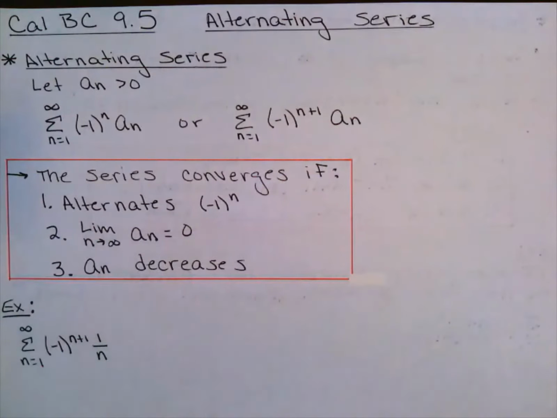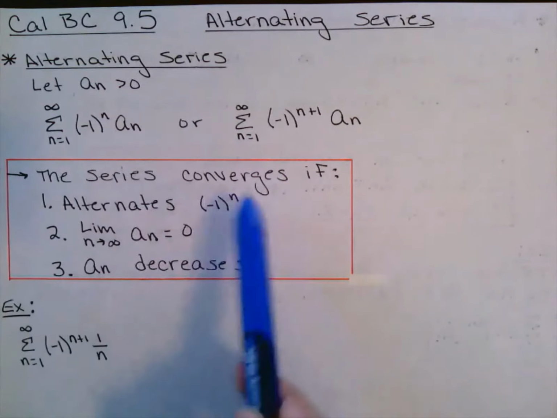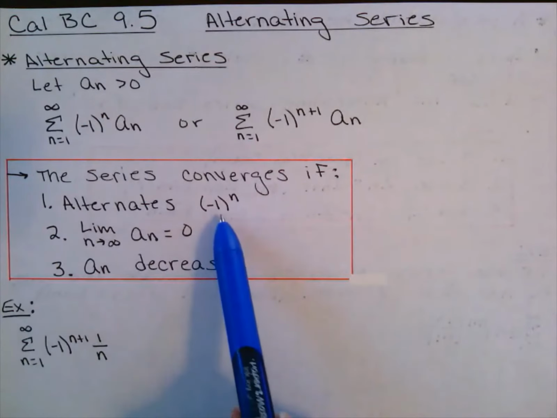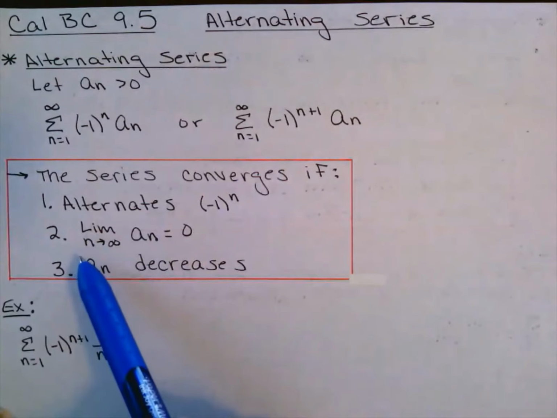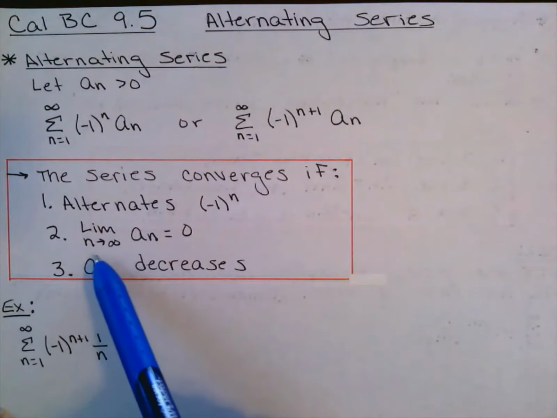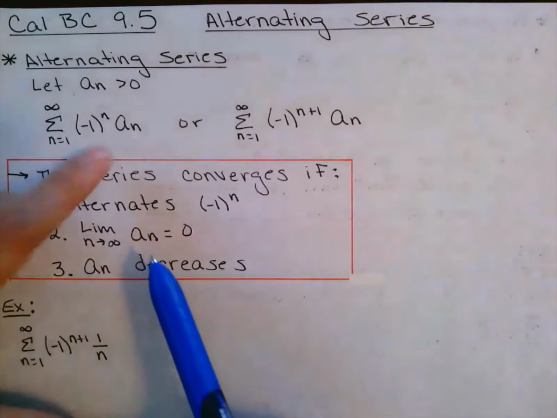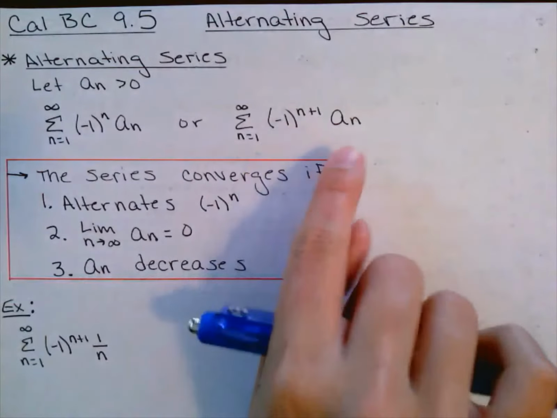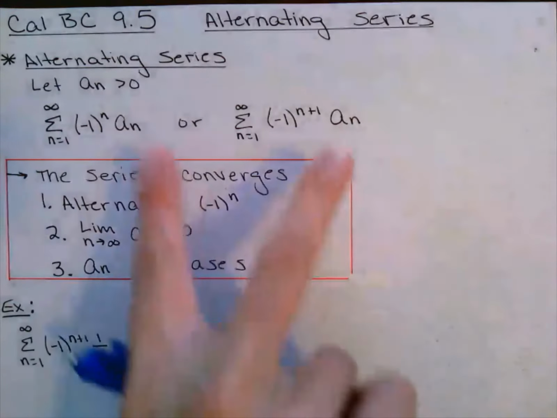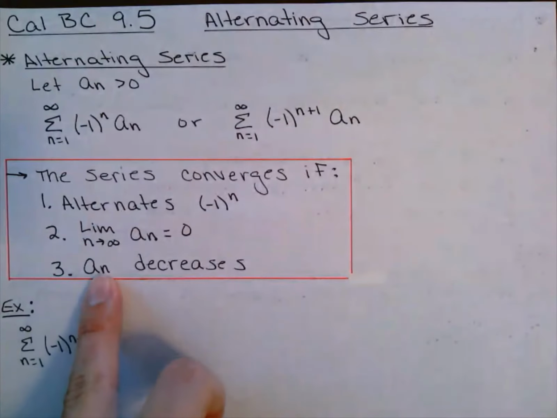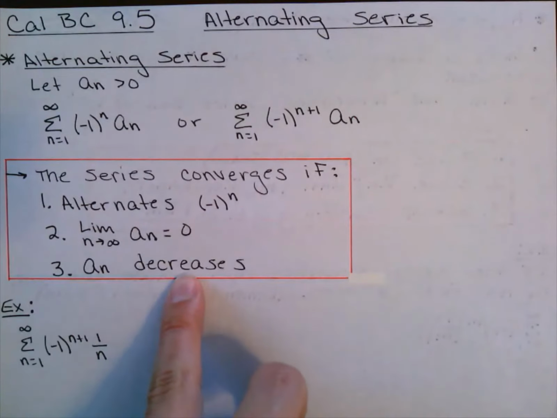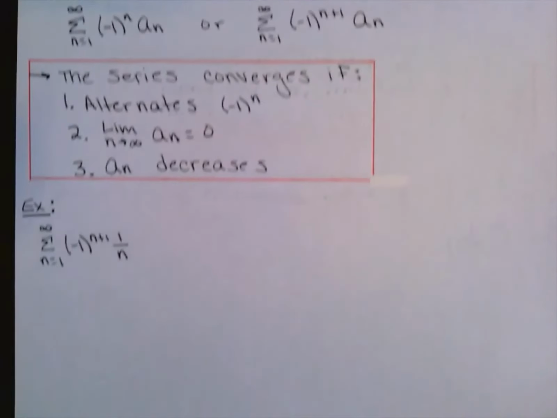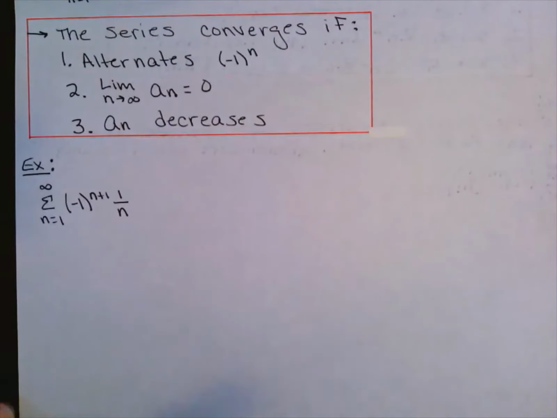And what the test is going to tell us is if the series converges if we can prove these three. 1, that it alternates, which is really easy to spot. 2, if the limit as n approaches infinity of a sub n, which is the other part of the series, not including this portion, equals 0, and 3, if the terms of this series decrease, okay? So nice and easy. Let's take a look at this first one, okay?